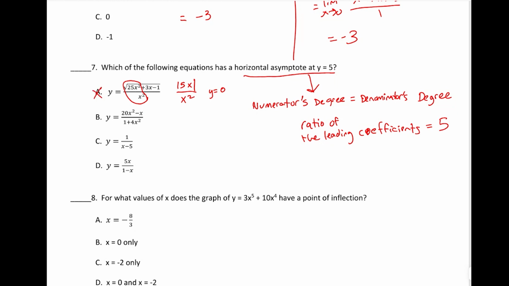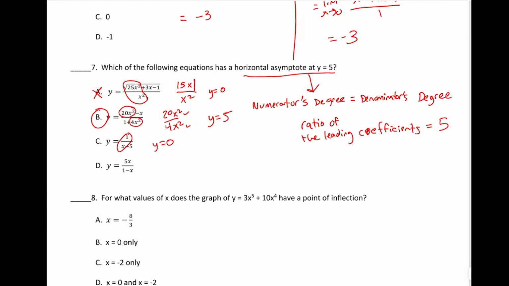For part B, we've got 20x squared over 4x squared. And this one looks like we got some potential here. The degrees are the same, and 20 over 4 is 5. So it looks like our answer is going to be B. But let's just double check the rest. C, degrees aren't the same. This is going to have a horizontal asymptote of y equals 0.